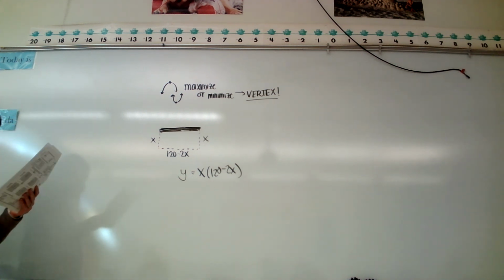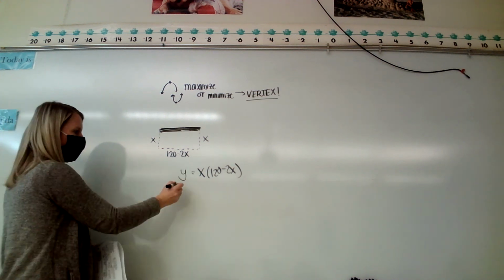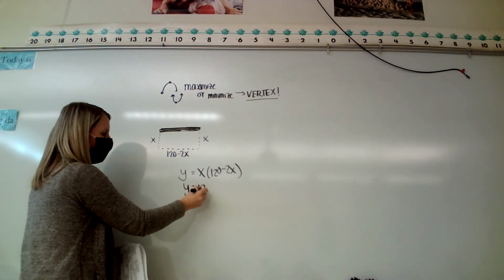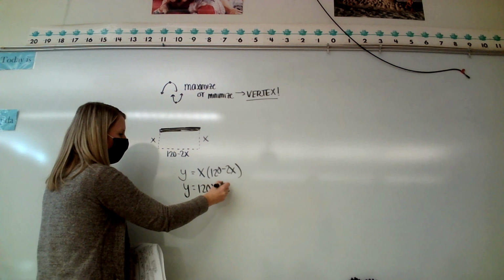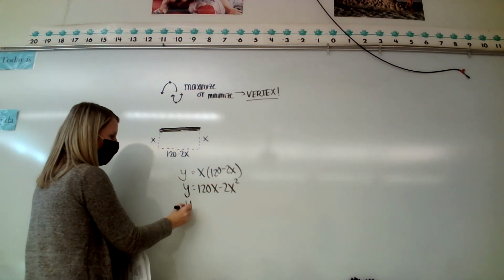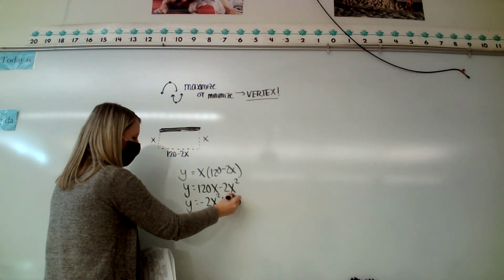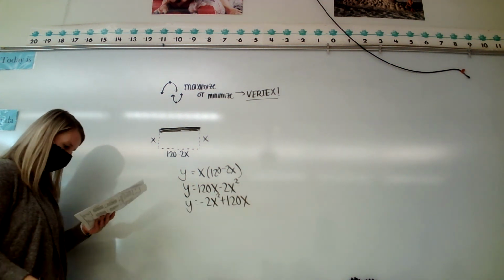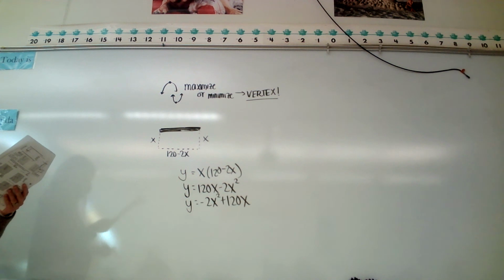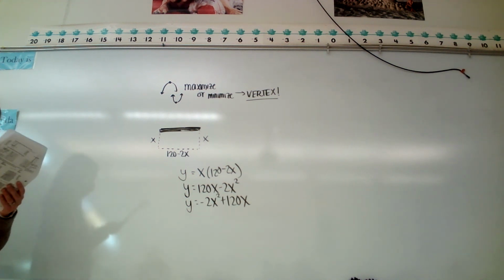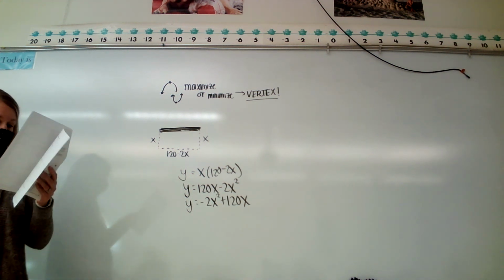Okay, that's exciting. So I'm going to just distribute that out. That gives me 120X minus 2X squared. I have to write it in standard form or I'm going to go crazy here. Okay. 120X. So that was A.